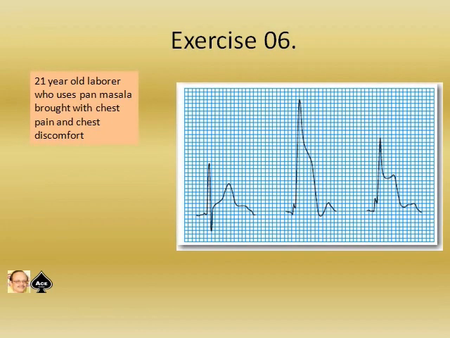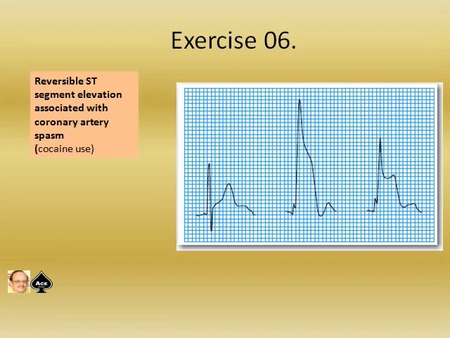This exercise number 6 shows a 21-year-old laborer who uses pan masala and is brought to the casualty with chest pain and chest discomfort. What's your diagnosis? That is the reversible ST segment elevation associated with coronary artery spasm due to the cocaine present in the pan masala. After around 6 hours, the ECG reverted to normal.